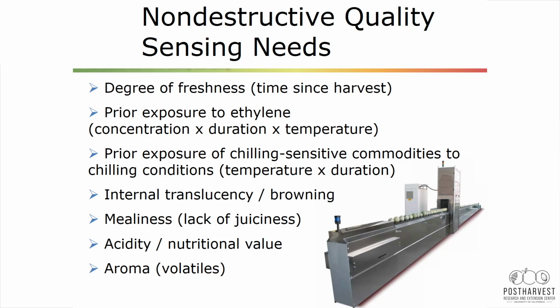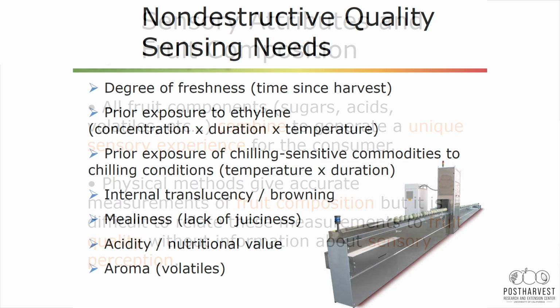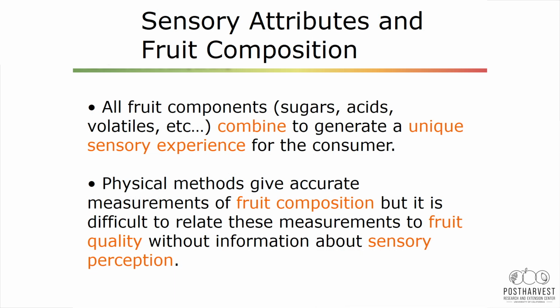Exposure to ethylene, exposure to chilling or different temperatures, browning, all of these things that are important for the end quality of your fruit. So I'm kind of running out of time. I want to talk briefly about sensory science, because it's good to have the instrument measurement, but you have to be able to relate that to what it means, ultimately, for the consumer.